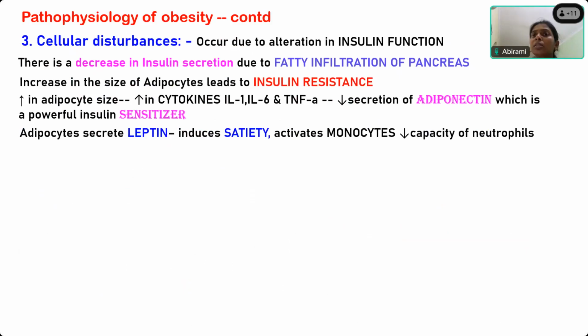Is the leptin secretion decreased in obese patients? This is a simple question.